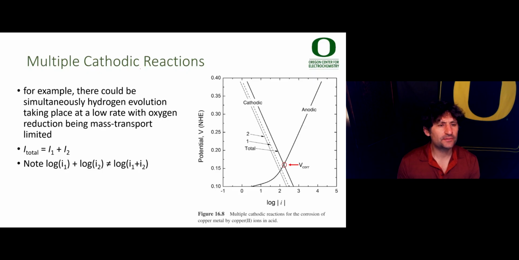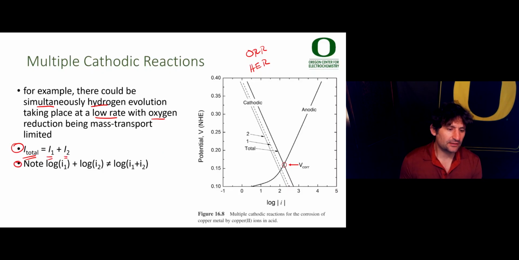Now, so far, we've typically talked about a single cathodic reaction, for example, ORR, right? But you can also do HER or other cathodic reactions. So there's no reason why you couldn't simultaneously drive the hydrogen evolution reaction taking place at a low rate with the oxygen reduction being mass transfer limited. So you'd have to take into account the total current. This is the cathodic current. Is this just the sum of those two individual currents?